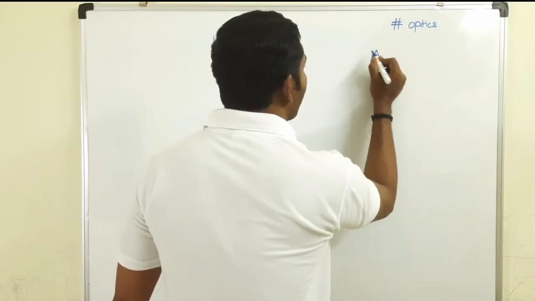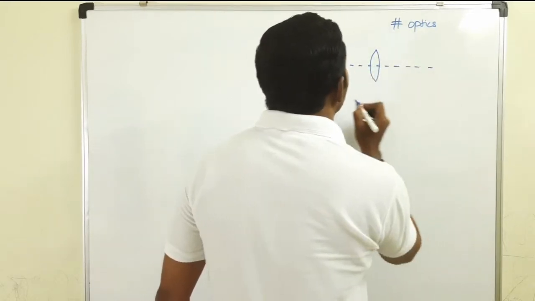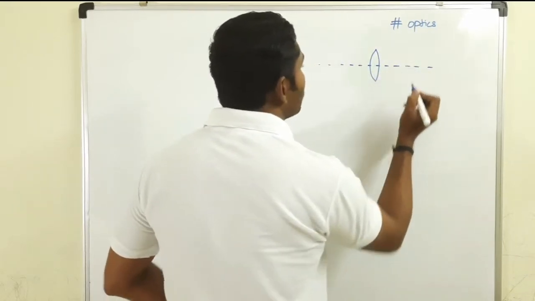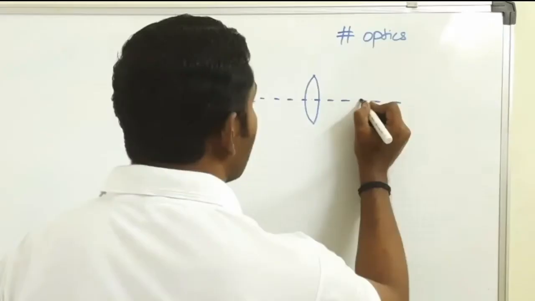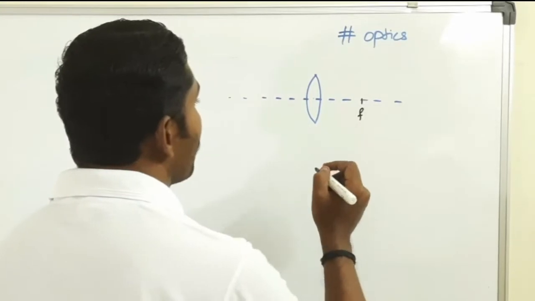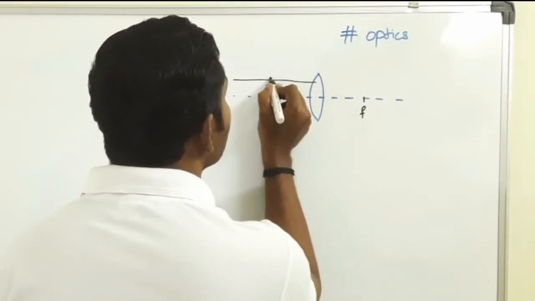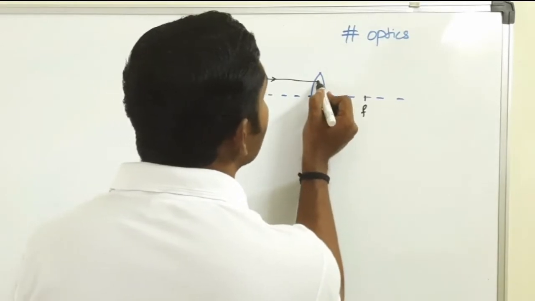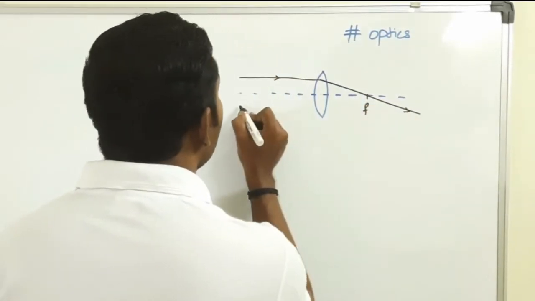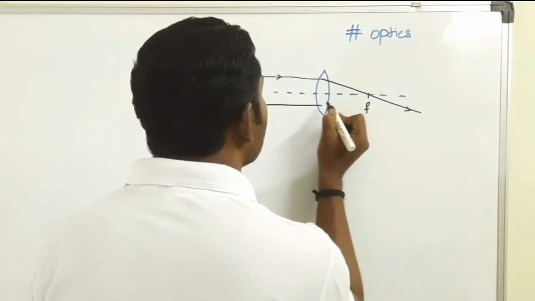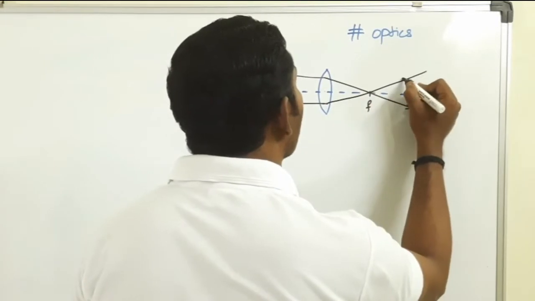So this is a convex lens, so we'll draw the principal axis, right? Let's imagine this is our focus. A parallel beam of light will come like this and pass through the focus. Similarly, we can take another ray coming like this as well, and it will pass through the focus.